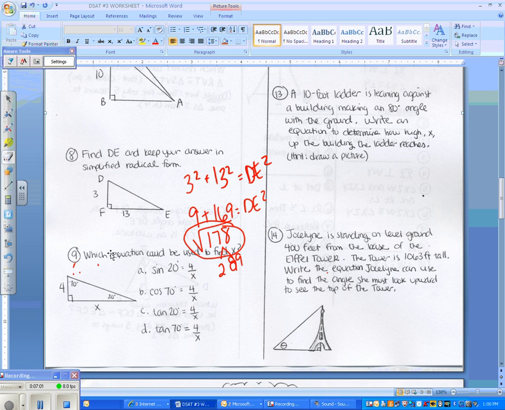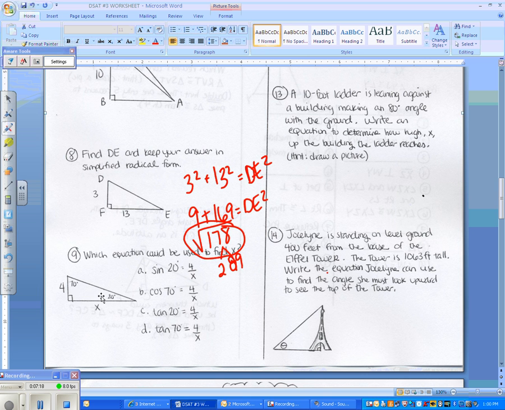Okay, for number 9, which equation can be used to find x? Here we do have angle measures. We don't have two side lengths. We have to use trigonometry. And notice, again, it's going to be multiple choice, and they're going to give you equations that look like this. So you can just go down the order if you want to.